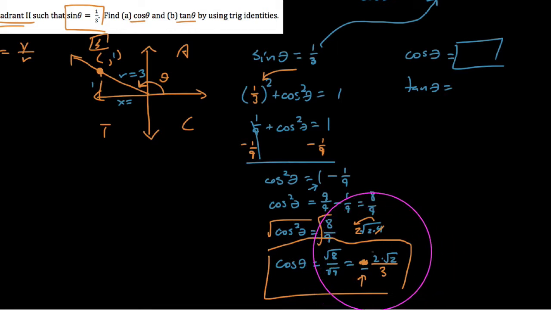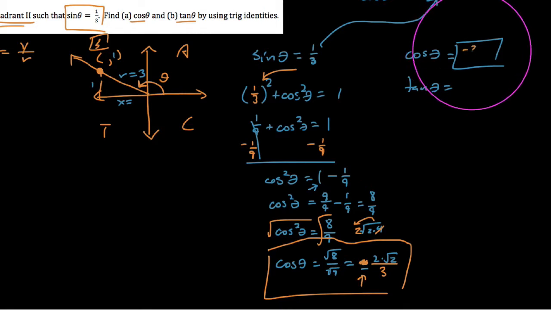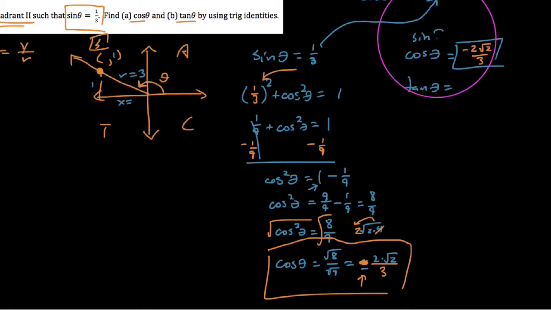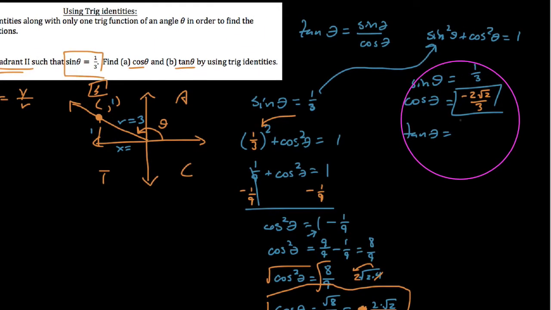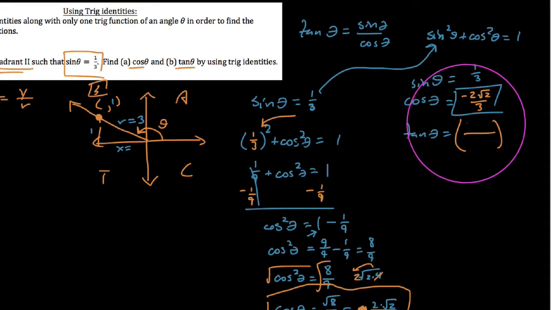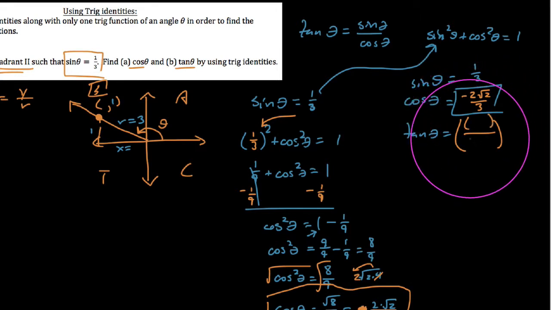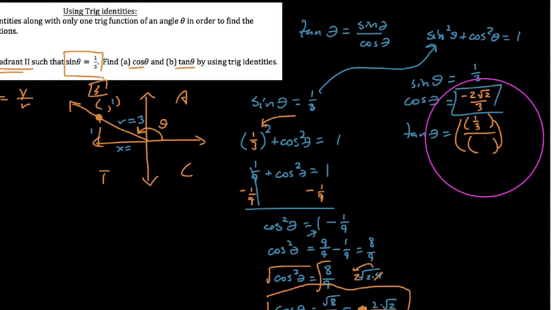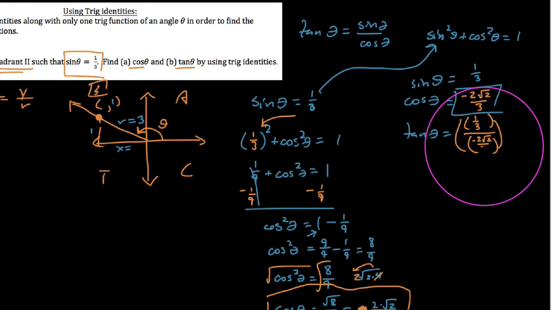Okay, so now that we have the value of cosine, negative 2 root 2 over 3, we have the value of sine to begin with. I'm going to stack this on top of it: 1 over 3. What we want to do is find the tangent now. And again, using identities, it would be the sine value over the cosine value, which in this case, our sine value is 1/3. Our cosine value is negative 2 root 2 over 3.